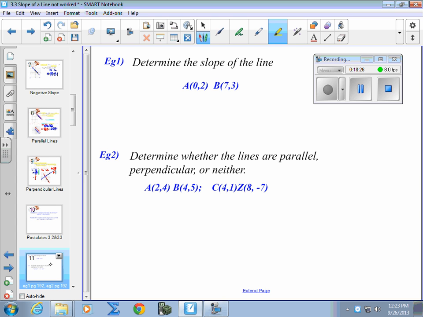The two examples that I have up here are similar to some of the homework exercises. The first example says determine the slope of the line. So all you're going to do is plug the information into your formula. So we have 3 minus 2 over 7 minus 0, and we have 1/7. The slope of this line is 1/7. If we graph this line, you'll see that it's fairly flat.